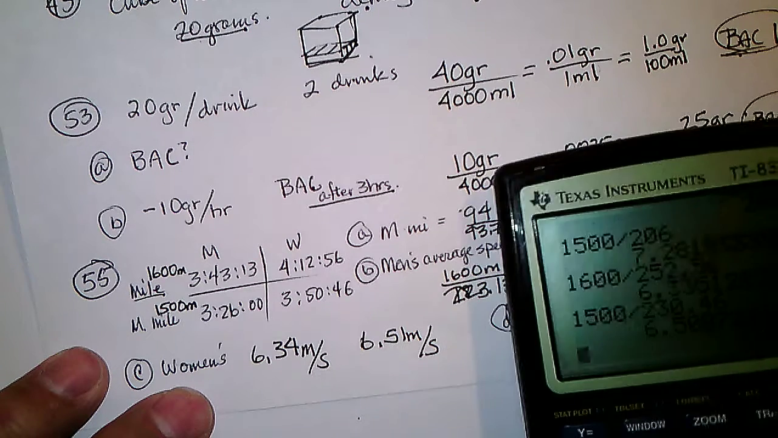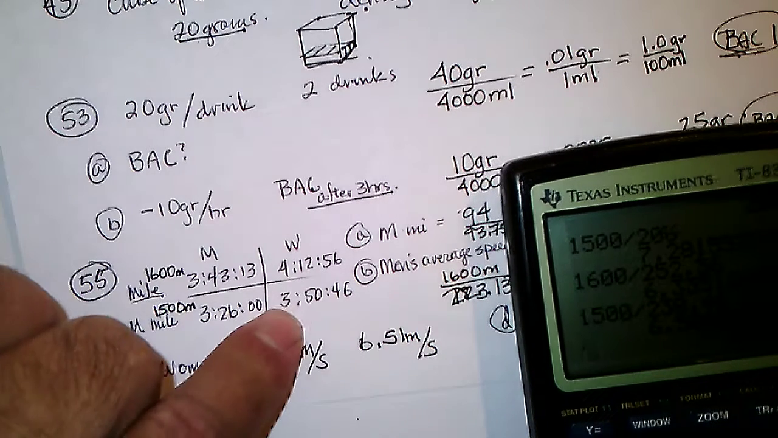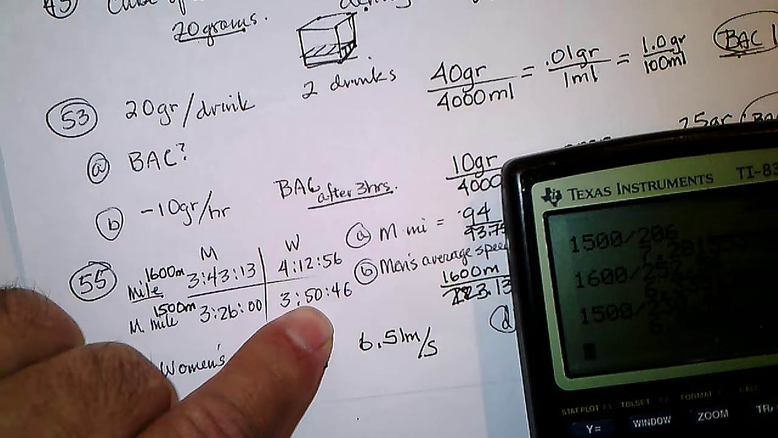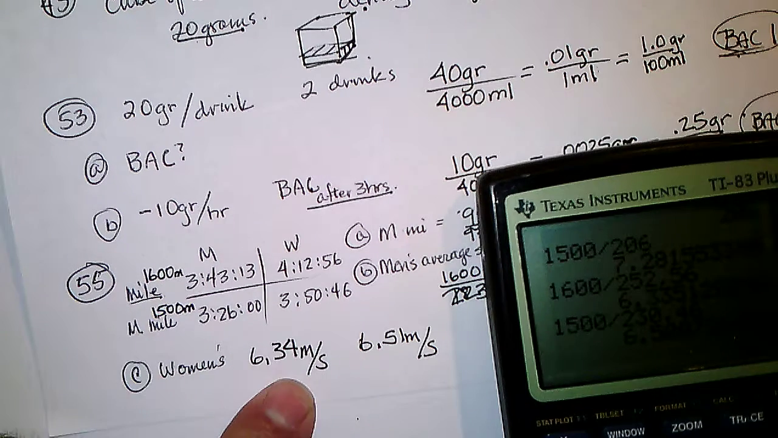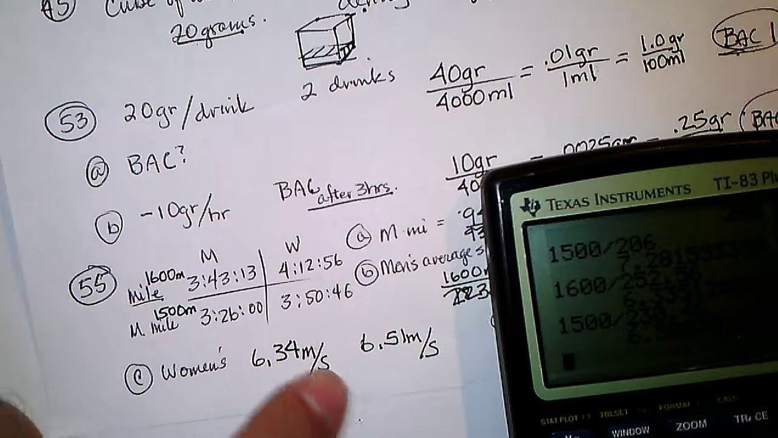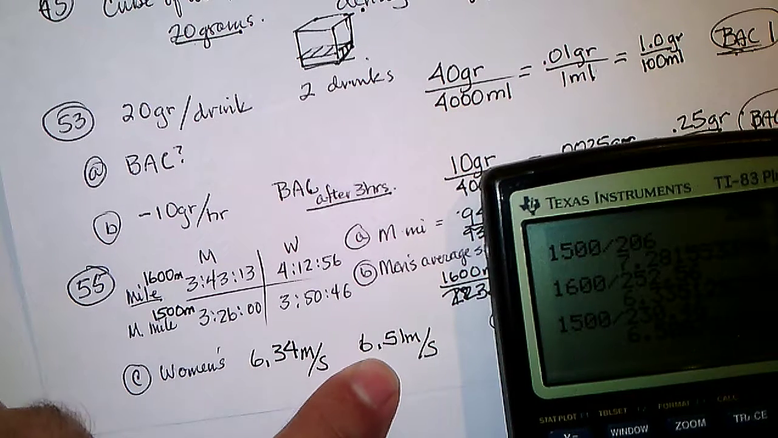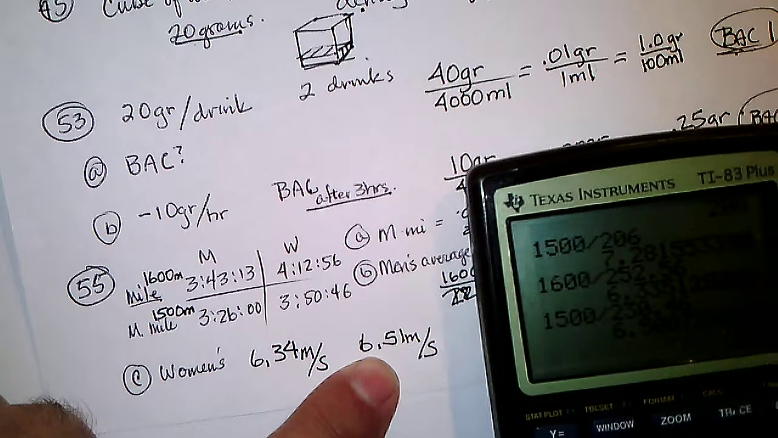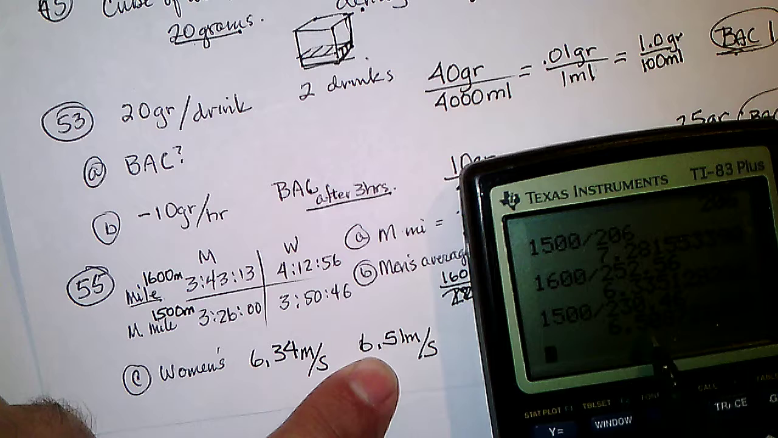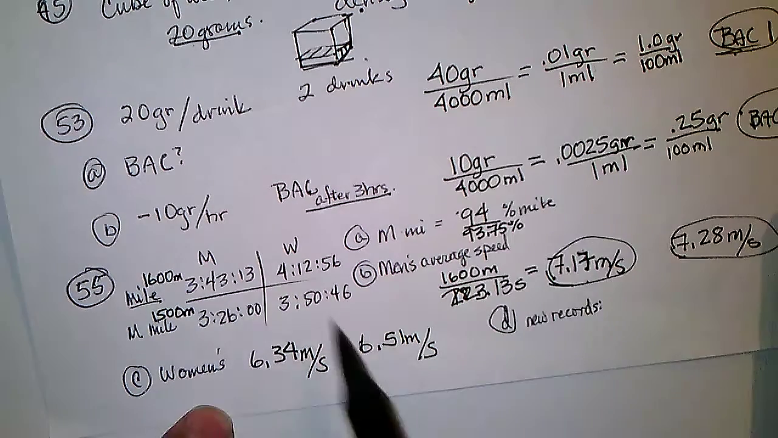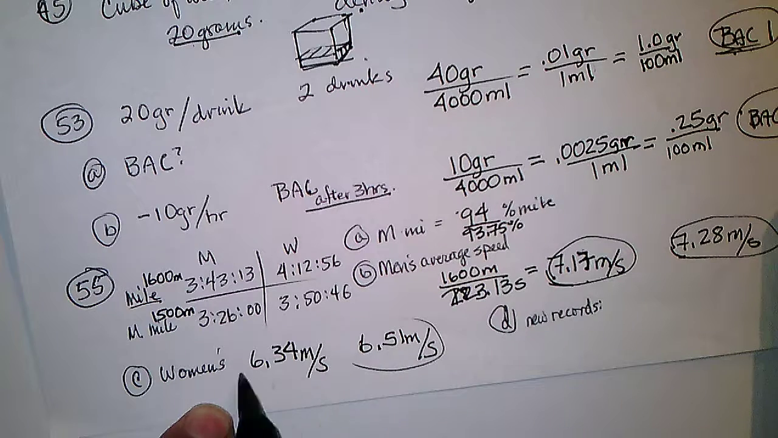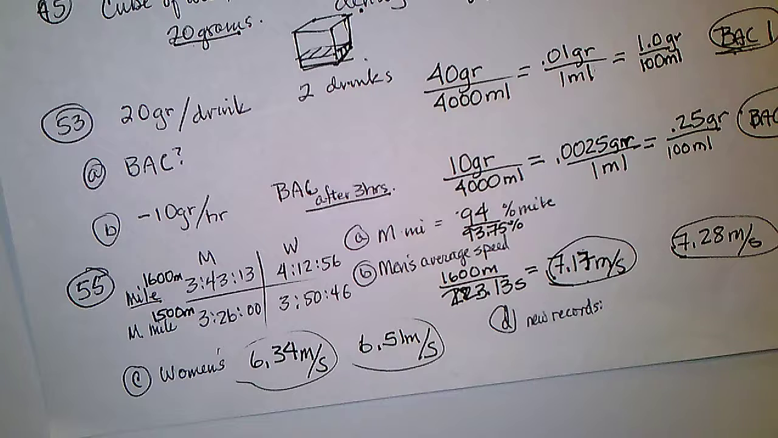Let's see here. 180 plus 50 is 230.46, and 1,500 meters, so 6.5, and the other one was 6.3. So the women's metric is slower than their regular one, which is kind of a surprise. Okay?